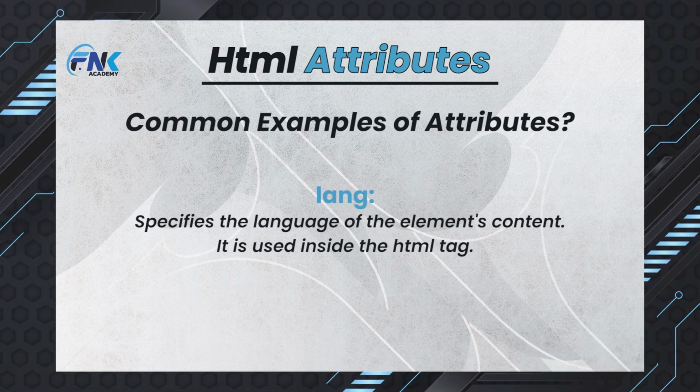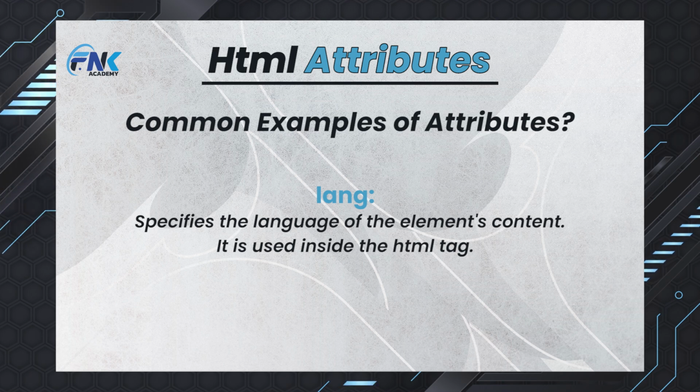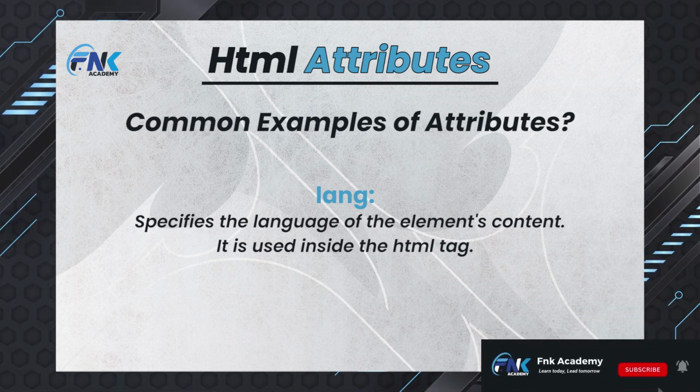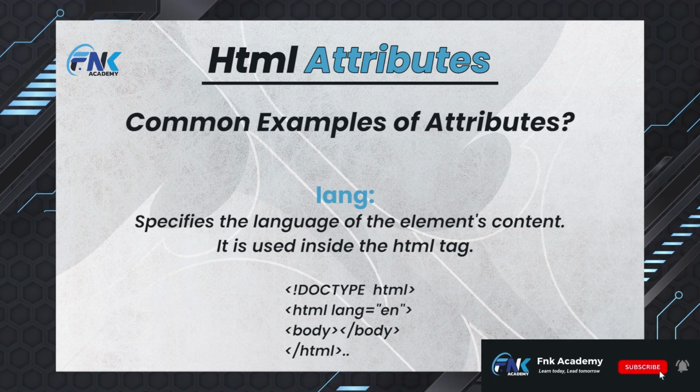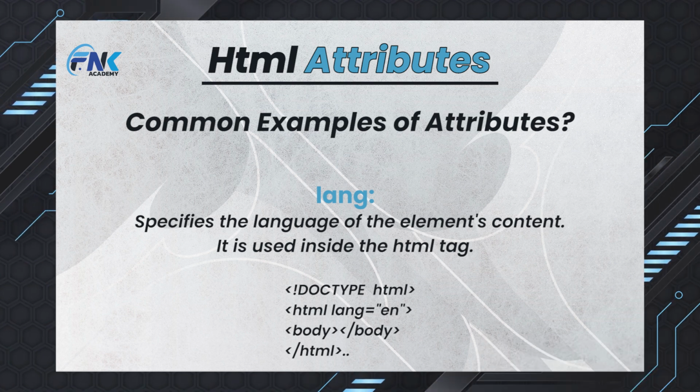Number 6. Lang attribute. This attribute specifies the language of the element's content. The lang attribute is placed inside the HTML tag. Its main use is to help search engines and browsers. The following example specifies English as the language.